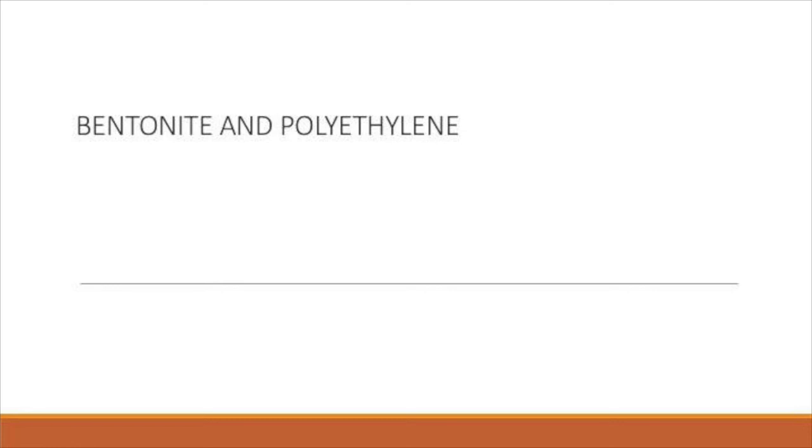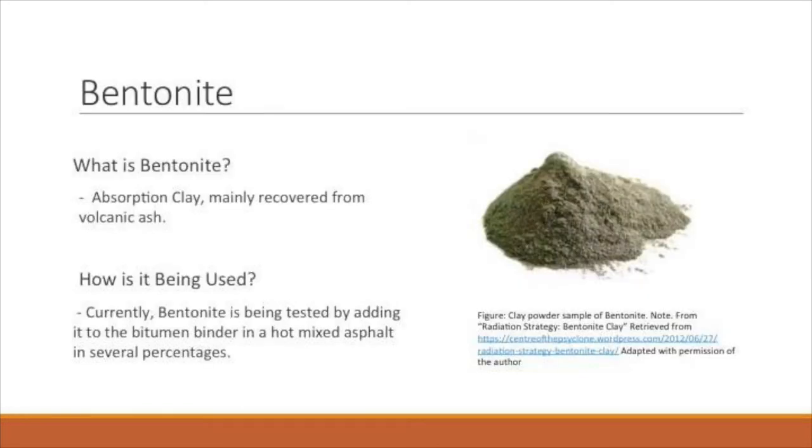Bentonite and polyethylene. Bentonite and polyethylene are two additives to help reduce durability issues related to the asphalt binder. Bentonite mainly comes from volcanic ash in rock form. It is further broken down into a clay-like powder before it is added to the bitumen. Tests have shown significant improvements in the durability of asphalt by adding small percentages of bentonite.